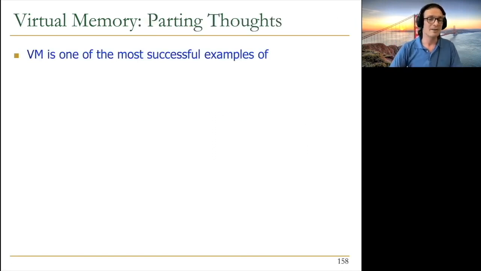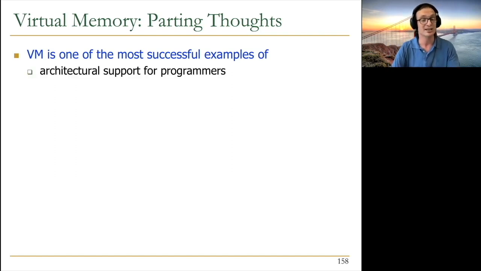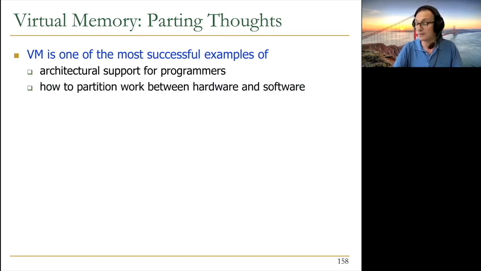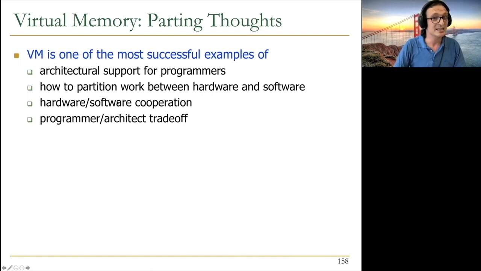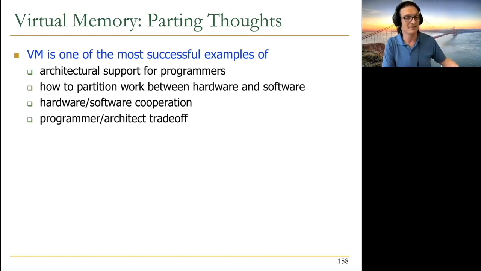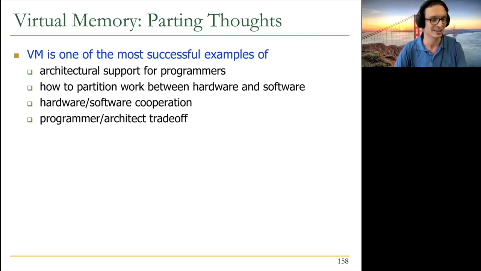Okay, so let me conclude with these parting thoughts on the virtual memory part, and then we're going to have an epilogue for those who wish to stay for the rest of the lecture. Virtual memory is very important because it's one of the most successful examples of multiple things: architectural support for programmers, and how to partition work between hardware and software. So it's really hardware-software cooperation, which is similar to what I said over here. And it's a very successful example of the programmer-architect trade-off. It basically makes programmers' life super easy, and architects' life, both system architect and micro-architects' life, harder, as we have seen. But it is one of the most successful examples.